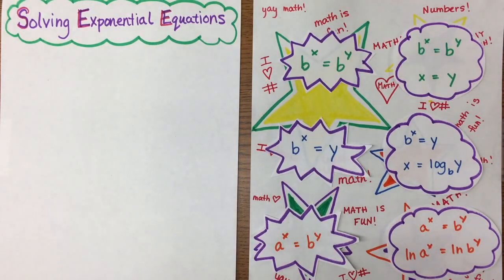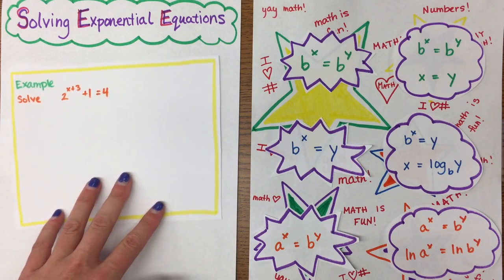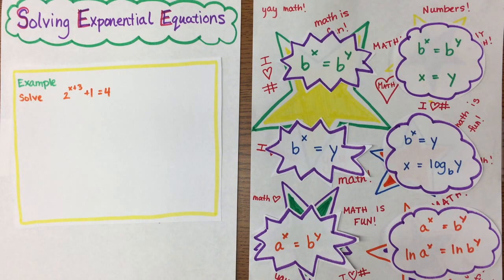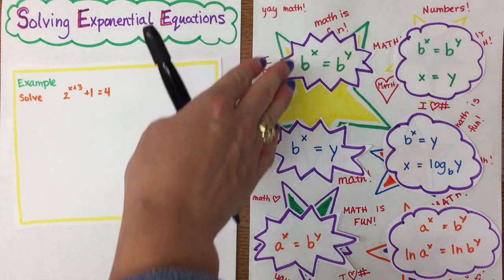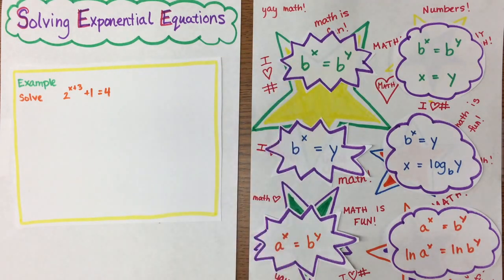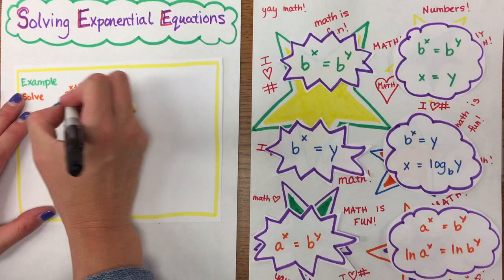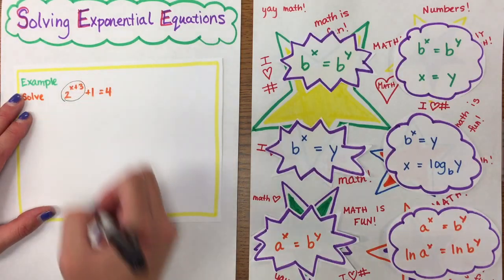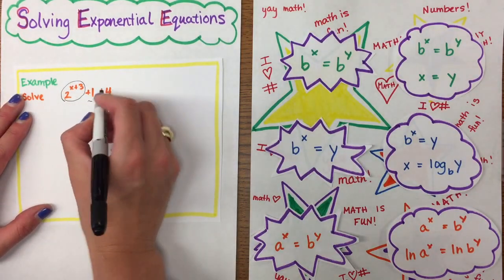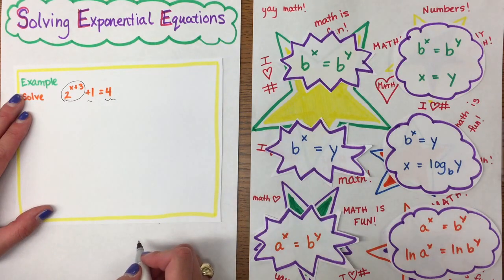Welcome back. We're continuing to look at examples of solving exponential equations. So in this example, I have 2 to the x plus 3 plus 1 is equal to 4, and my goal is to get it written in one of these three types. I see that I have something as an exponential, and then I have a couple things that are not exponential.